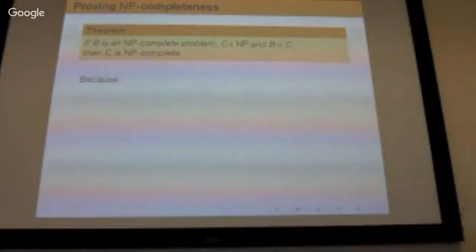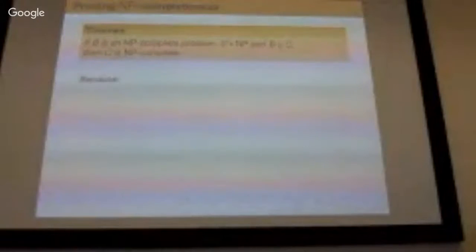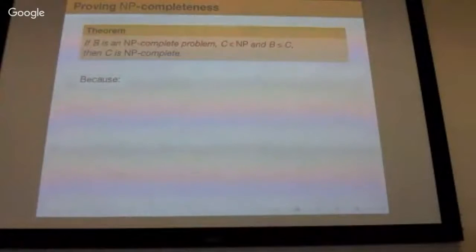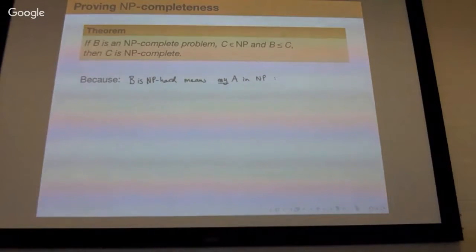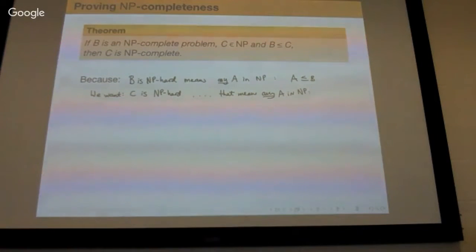And the proof relies on something. But the question is, what does it mean for D to be NP-hard? It means any A in NP can be reduced to B. Now we want to show D is NP-hard, so any A in NP can be reduced to C. But the idea is to go in a roundabout fashion through B.